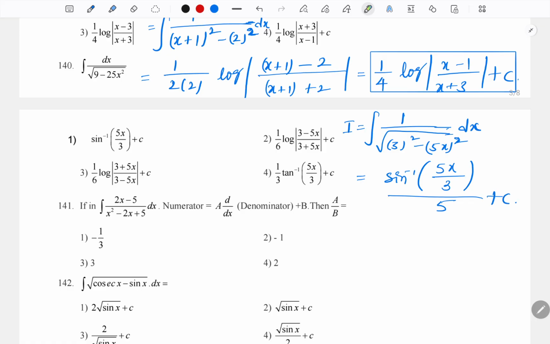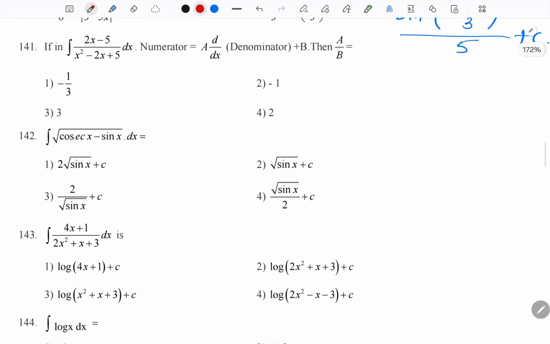Okay, we'll see, it is 1 by 5, not there. Correct it, students, it is 1 by 5 times this one. So we can write this 5 as 1 by 5, both are the same. So here 1 by 5 is missing, students, correct it. Then if I add 1 by 5, option number 1 is correct.